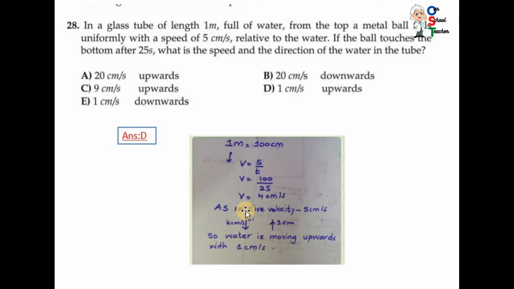You can see I have shown the arrow as well. The ball is going down and the water is going upward, so that's why 1 centimeter upward. 1 centimeter is also written, but it is downward, so it is incorrect. When you fall something, the water comes up, so 1 centimeter per second upward. That is the speed. What is the speed and the direction of the water? This is the speed of the water and the direction is upward. So D is correct.